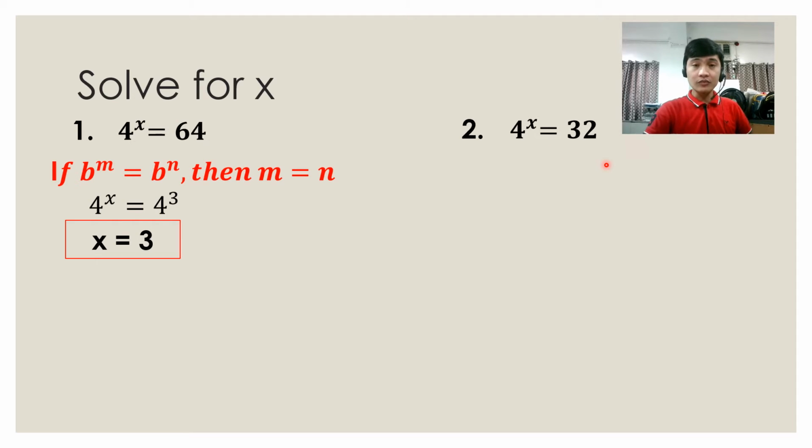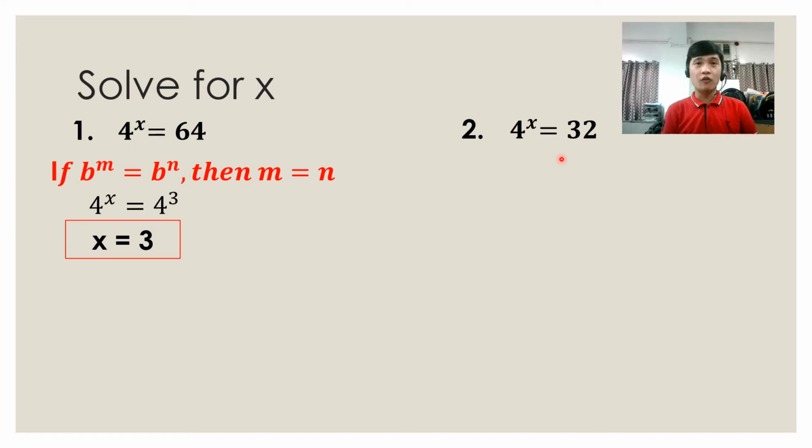Okay? Ngayon, ang 32, kung 4 raised to x ito, kung ipapattern nyo siya sa number 1, yung 32, gagawin nyo siyang base of 4. Kaya lang imposible yon, okay? Kasi sa multiples ng 4, wala naman po dun 32, okay?